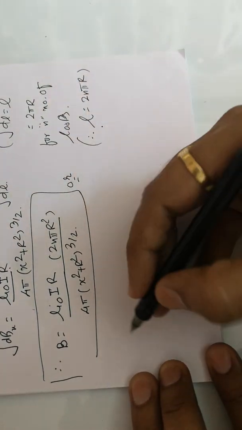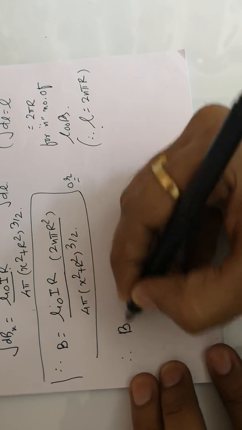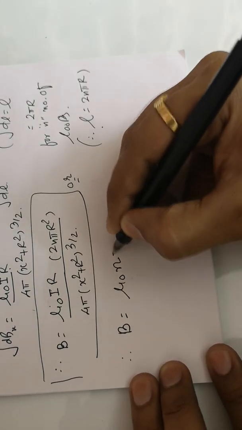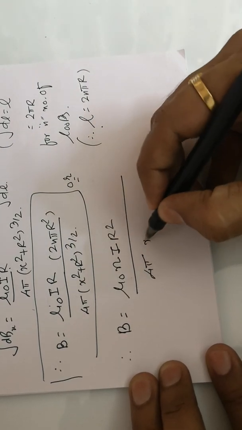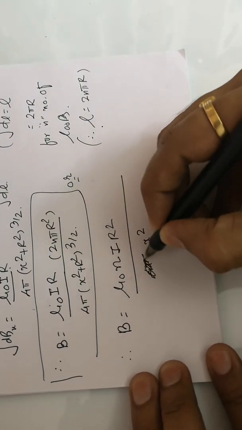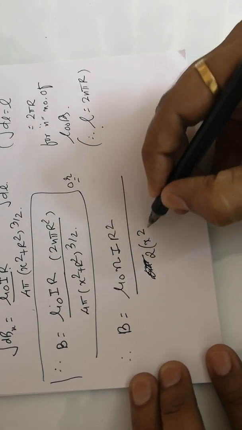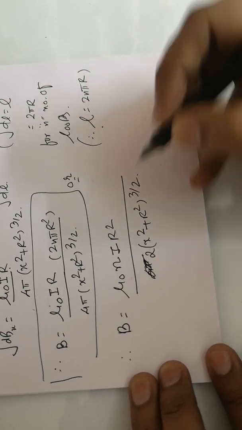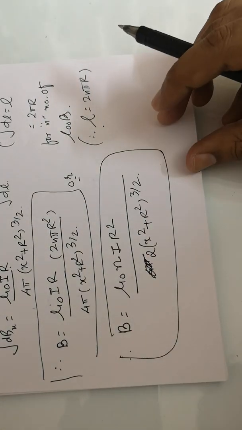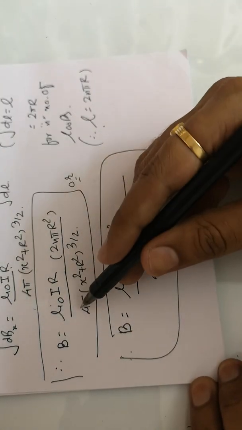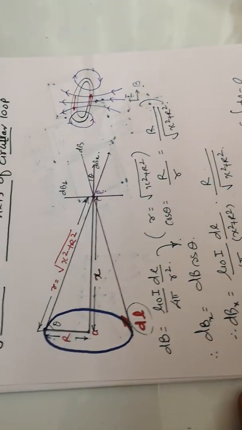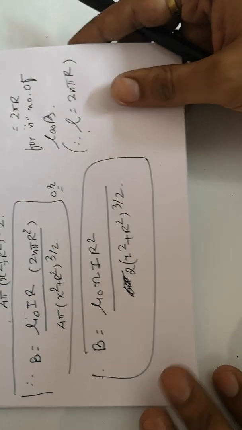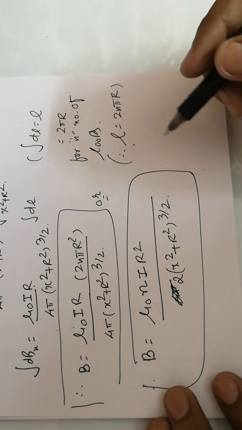Apart from that, you can cancel out 2 pi and 2 pi. So my expression becomes B equals mu 0 n I R square divided by 2, into x square plus R square raised to 3 by 2. Sorry, it would be 2 pi cancelled, leaving only 2. Whichever formula is convenient to you, you can use. So these are the two expressions of the magnetic field on the axis of a circular loop. This is the initial formula, and I want to prove different cases.